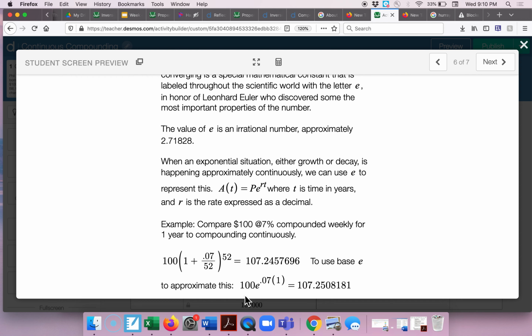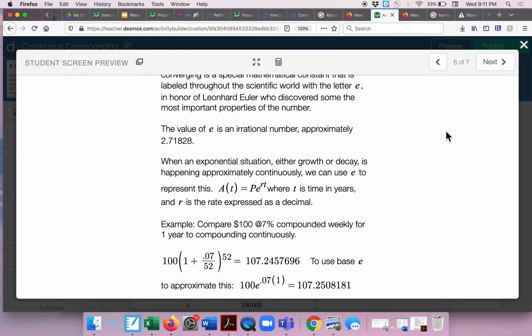If we were going to use the same thing, but base e, we still start out with $100 as our P, and then e, and then our r is 0.07, and t is our time in years, so we're just going to say that's 1. And look, it's very, very close, right? So compounding 52 times a year is ridiculously close to compounding continuously.